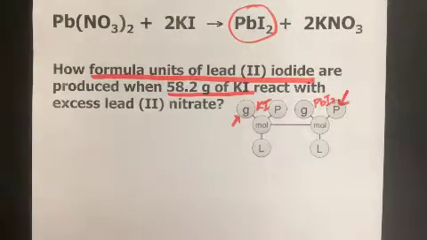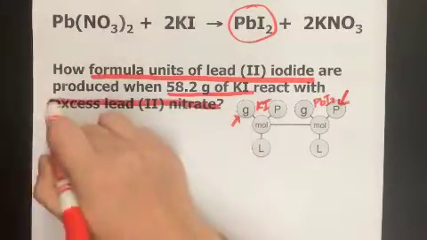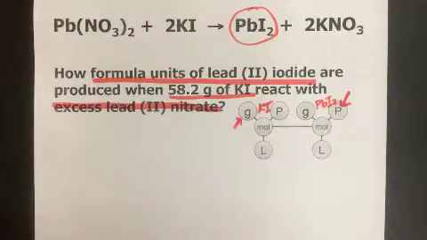React with excess lead 2 nitrate. Now that's the piece that may throw students off, has nothing to do with the problem. It's just telling you that you have enough of it. So you only care about the number and what the question's asking for. And then you just follow the path.